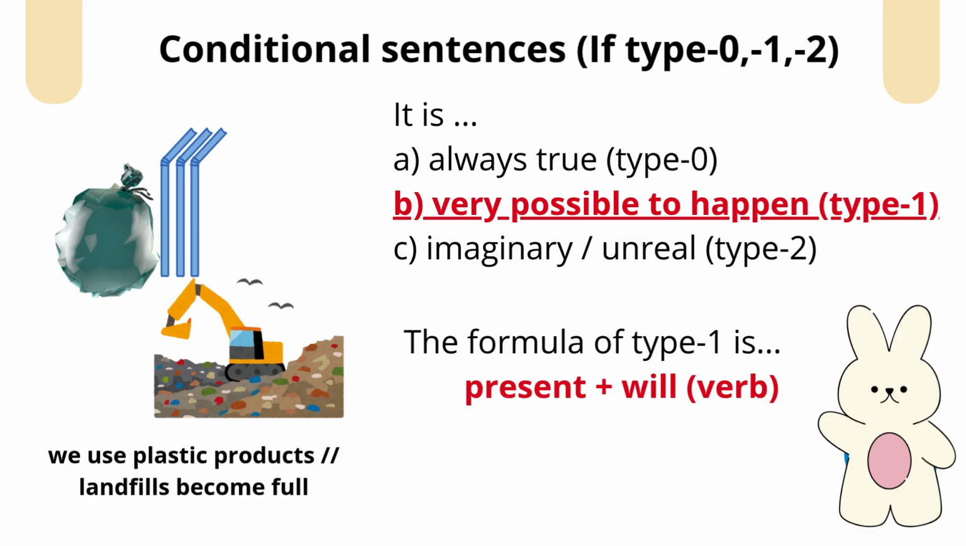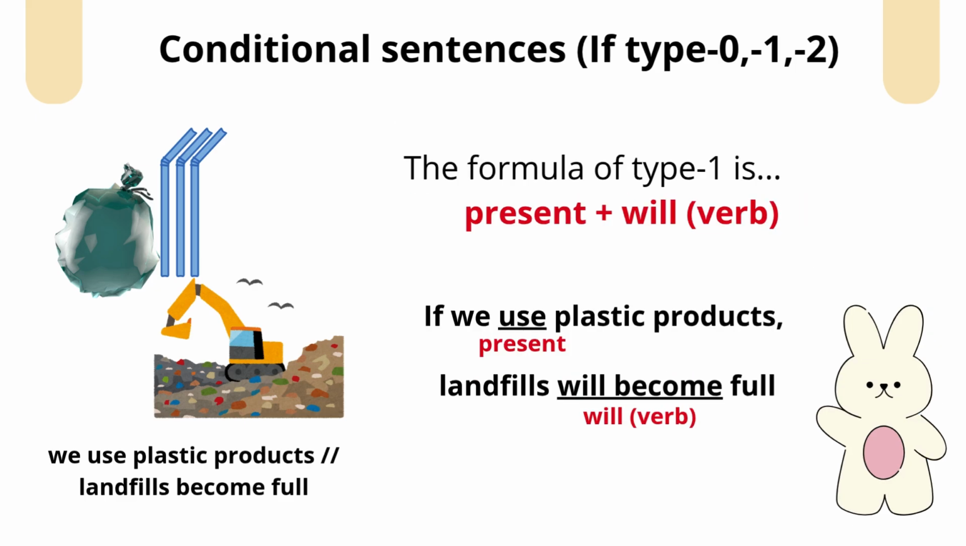It's not always true. Maybe some people might reuse or recycle the plastic products. At the same time, it's very highly possibly happening. It's not entirely unreal. And that's why we select type 1. And as we know that type 1 formula is present tense plus will verb, and that's why we complete the sentence by using the following tenses. And the answer is if we use plastic products, landfills will become full.